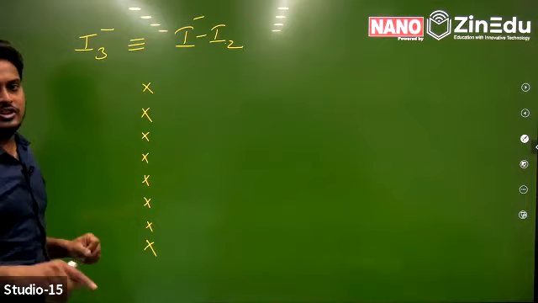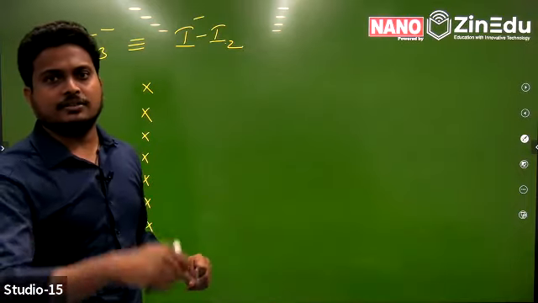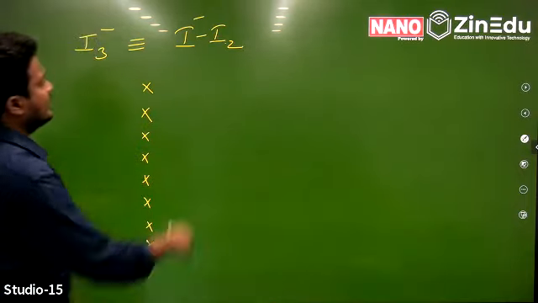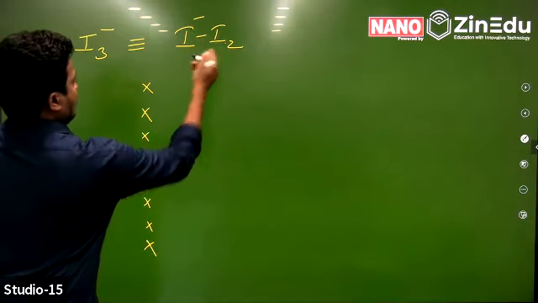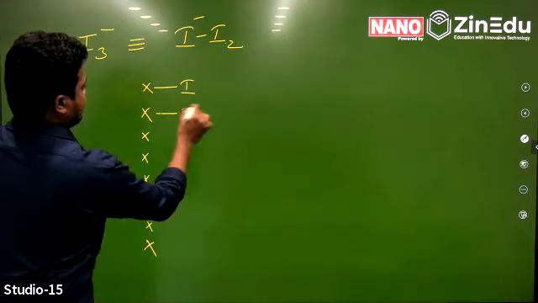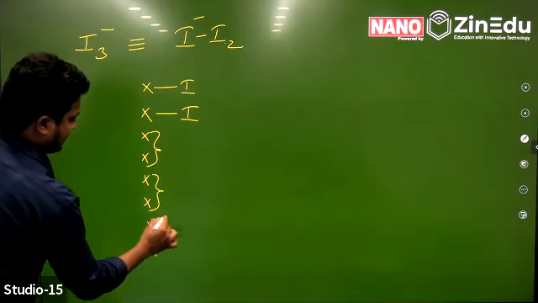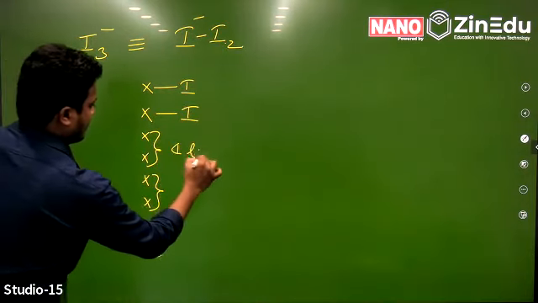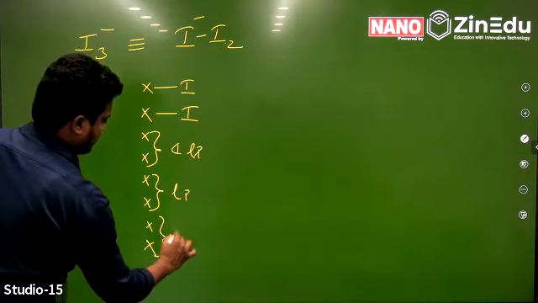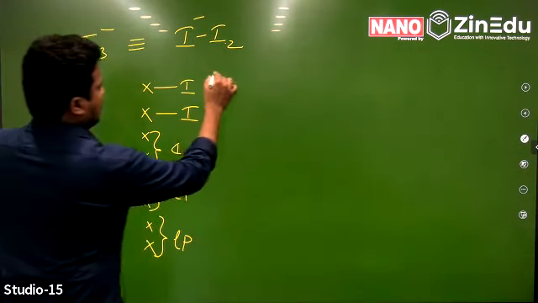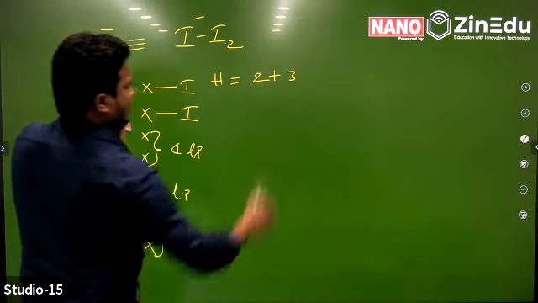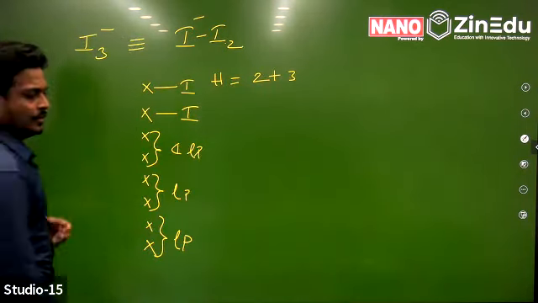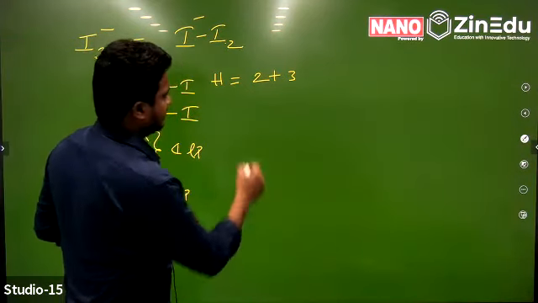If you have a positive charge, remove an electron. If you have a negative charge, add one electron. Here we have a negative charge, so add one electron. How many iodines are there? 2 iodines. And how many lone pairs remain? 3 lone pairs. Total count for hybridization is 2 sigma bonds plus 3 lone pairs, 2 plus 3 is 5. sp3d, sir.